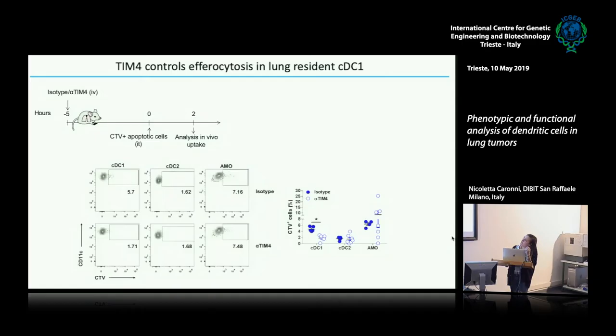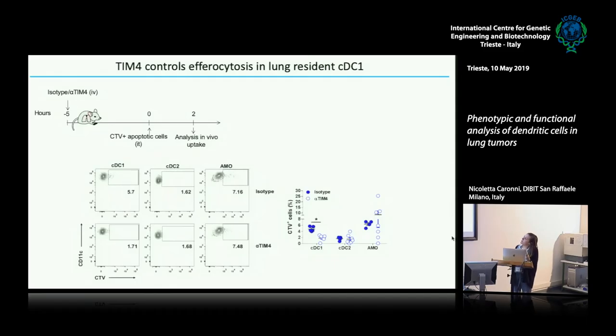at day minus five, we injected the isotype or the antibody blocking for TIM4 5 hours before the injection of apoptotic cells, and then 2 hours after the apoptotic cells intratracheal administration, we analyzed the in vivo uptake. Again, you have cDC1, cDC2, and alveolar macrophages in isotype-treated mice, and here in the anti-TIM4 blocked mice.